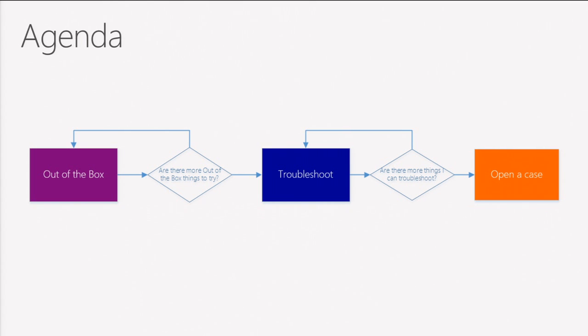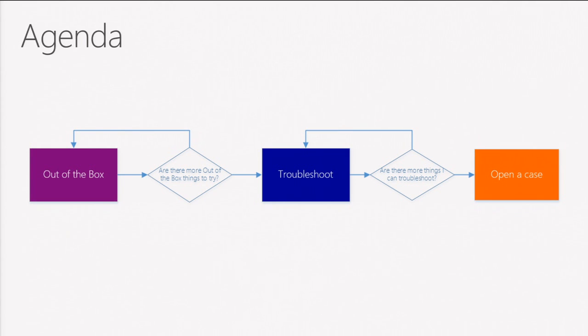It's a loop. So after you have tried all the out-of-the-box rules, you have troubleshot MRP and there was nothing, then you go to the yellow box. You're going to open probably a case with Microsoft. And towards the end of the session, I'm going to talk a bit about how we would like our customers to open cases for us so we can react faster on them.